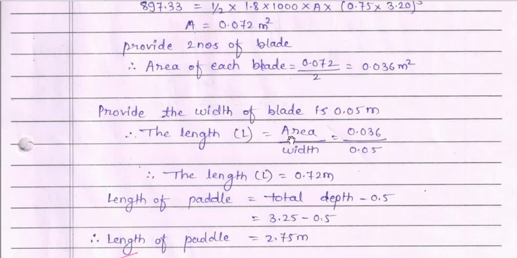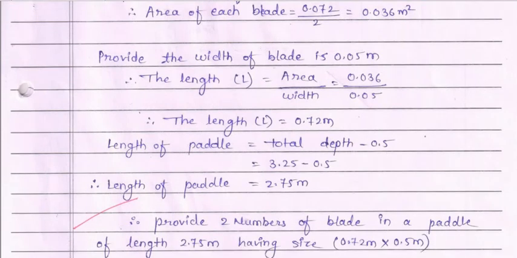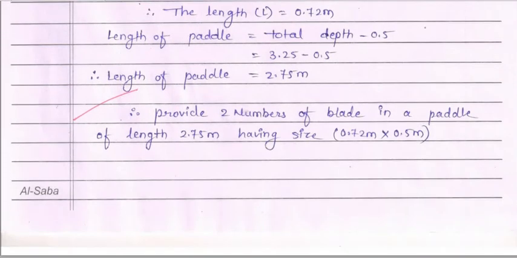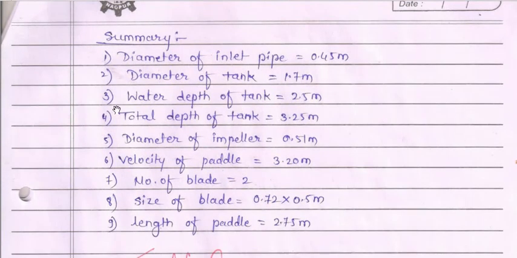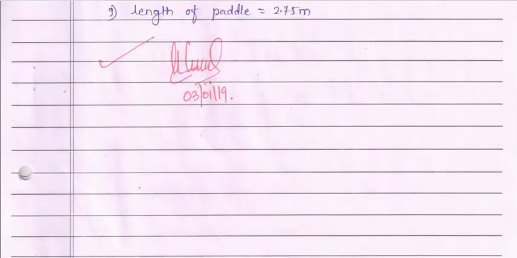So first, the length we have calculated is the length of the blade, and the second length comes out to be the length of the paddle. So both are different. So provide two numbers of blades having the size which we have just now calculated. So this is the summary, that is the diameter of inlet, diameter of tank, water depth, total water depth, diameter of paddle, number of blades, size of the blade, and length of the paddle. So we have to summarize this and show it in a figure like this.